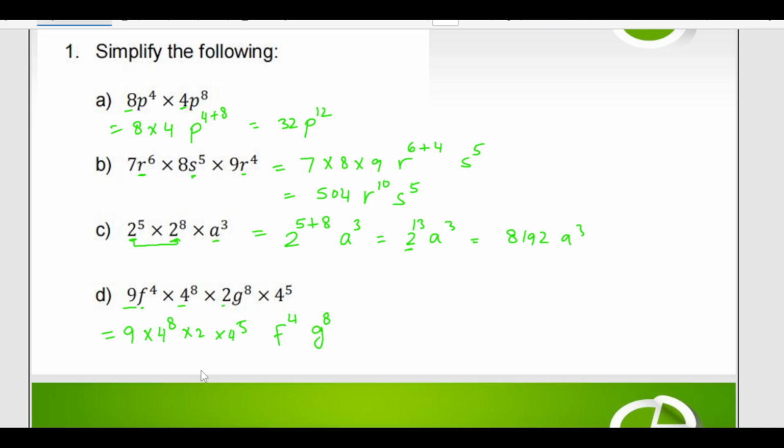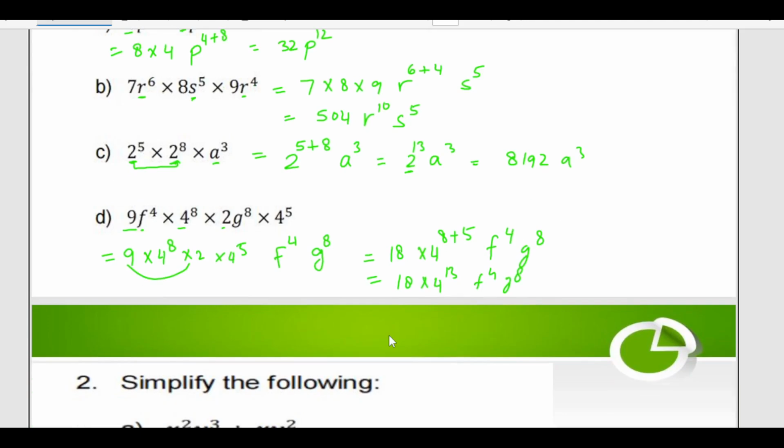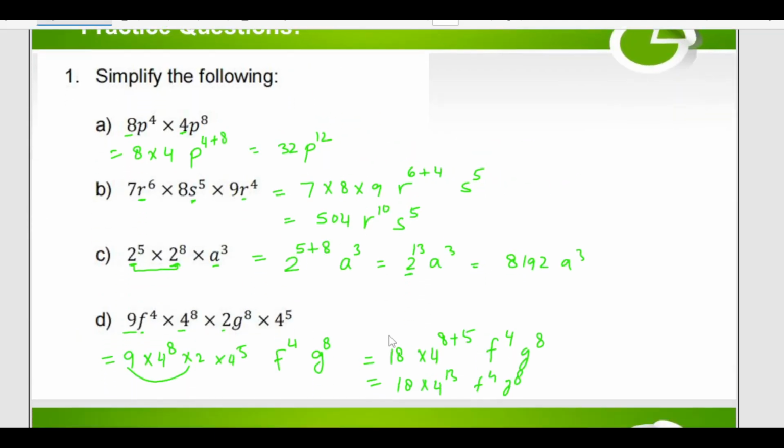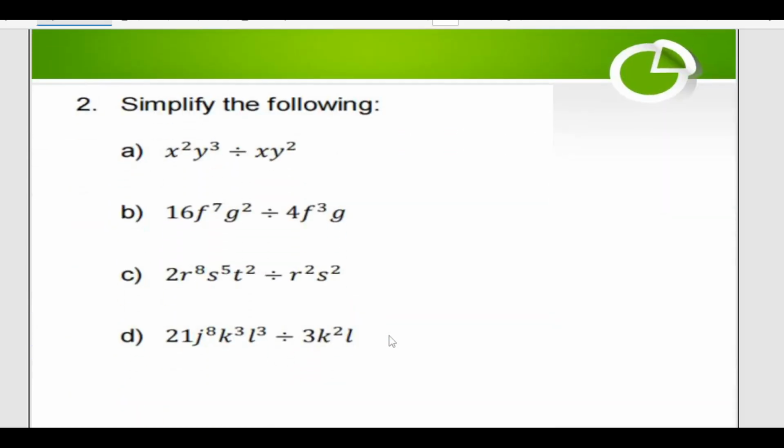So, when you multiply all of these, we can just write 9 times 2, it is 18, and then we have 4 power 8 plus 5, f power 4 and g power 8. So, you just multiply, this is 18 into 4 power 13, f 4 and g 8, right. If your question says simplify fully, then you can multiply these using a calculator, and mainly we are looking for the powers here. Okay. Now, these were all examples of multiplication, as you see. Now, this is the question when we have division involved. So, let us see how we will do that.